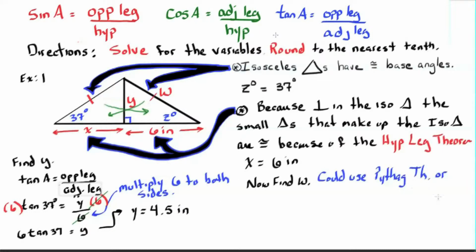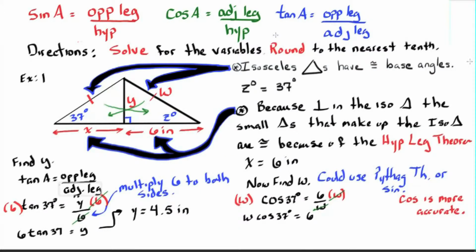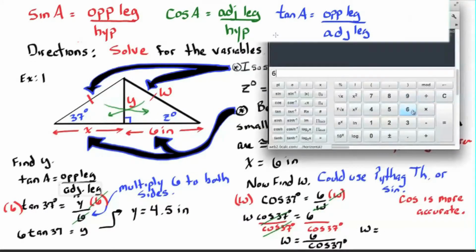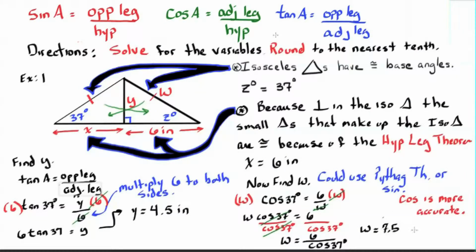Now we can find w. We could use Pythagorean theorem or sine, but cosine is going to be more accurate because we're using a given number, not a rounded number like 4.5. We need to solve for w by multiplying it to both sides to get it in the numerator, divide cosine 37 to both sides, and I get w equals 7.5 inches. Box in our answers and we're done.